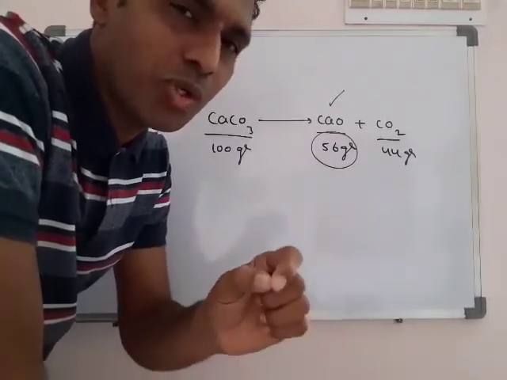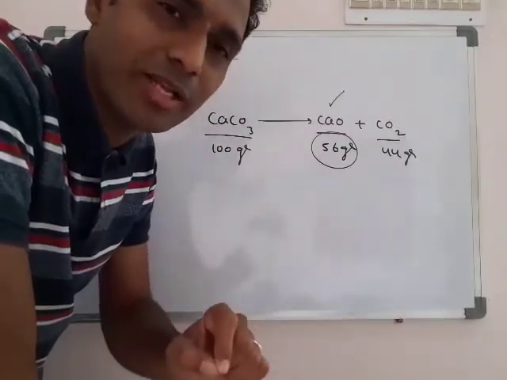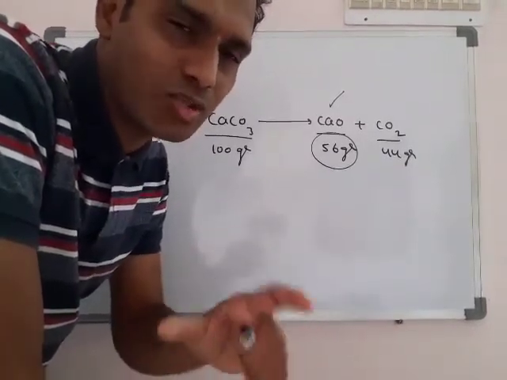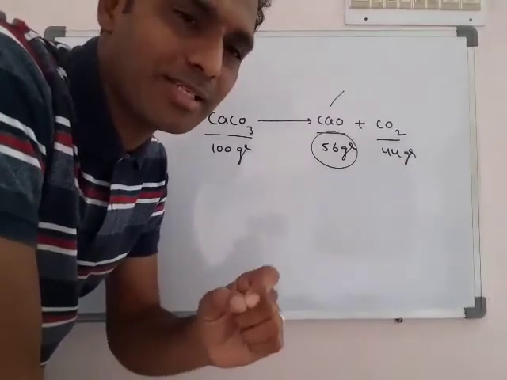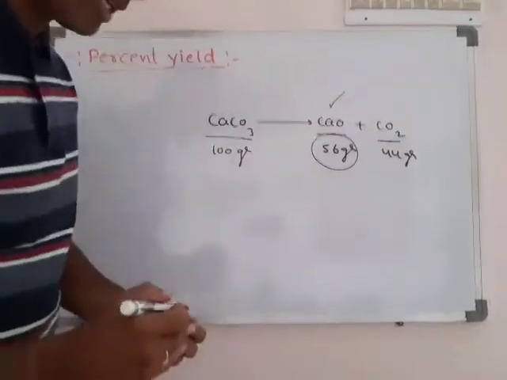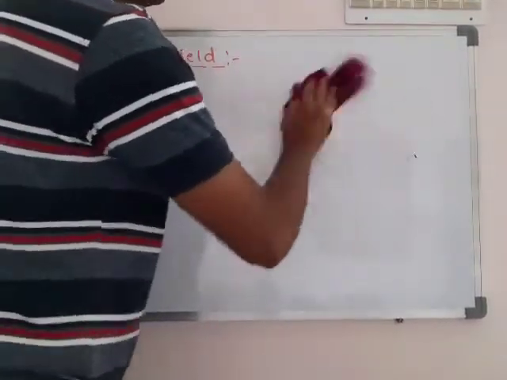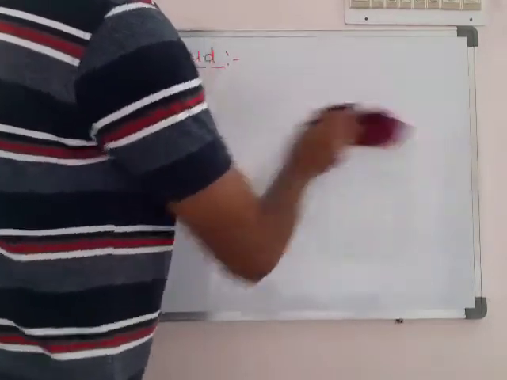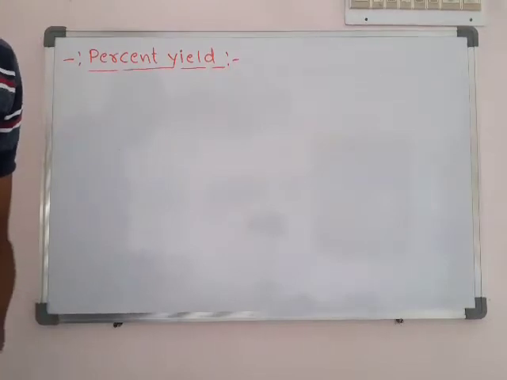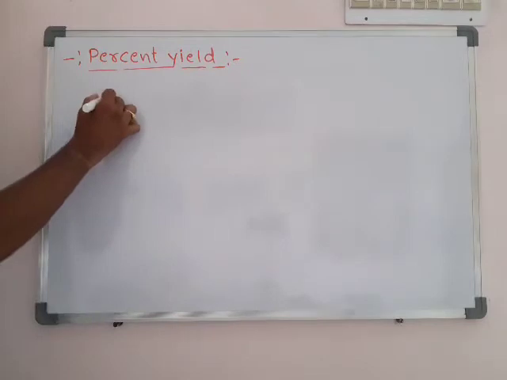Okay. So the comparison of a theoretical value, nothing but the calculated value, and the actual value, what we get when we do the experiment, that comparison, that ratio, we call percent yield. Okay. So now we define it. We can define the percent yield like this.